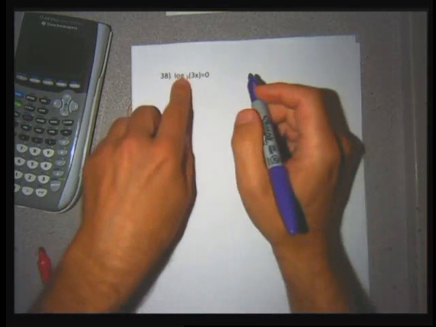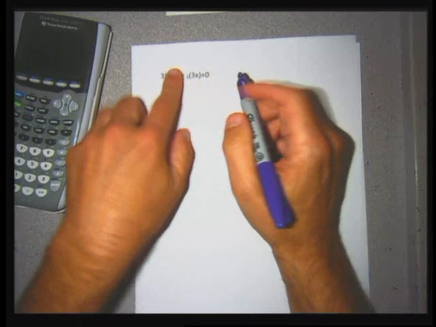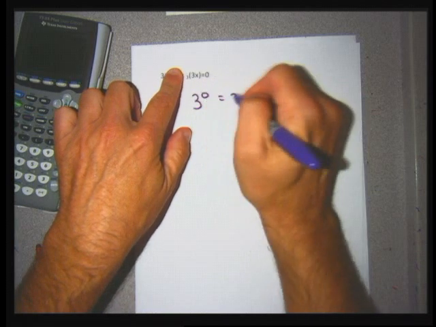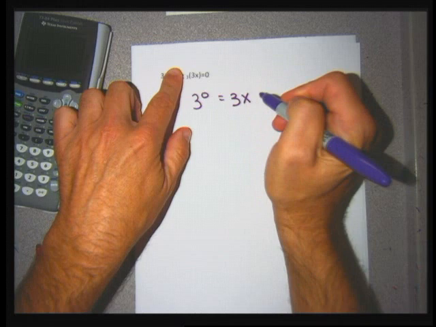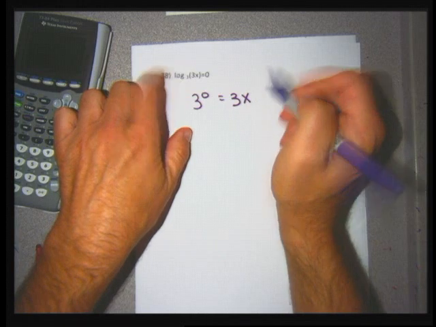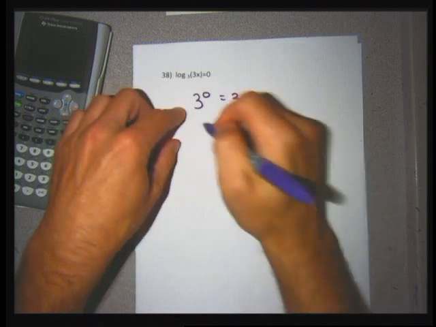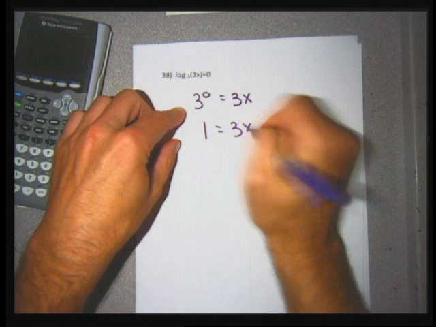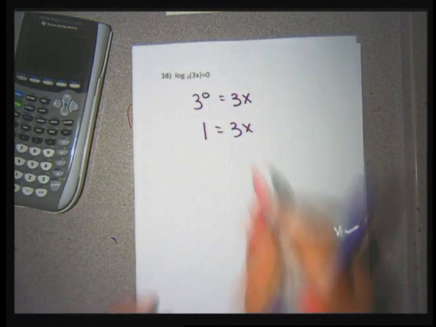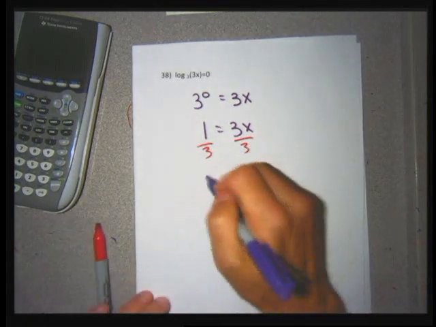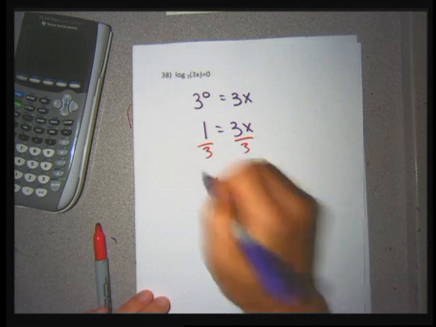That space probably shouldn't be there in 38. The base is 3, the argument is 3x. I'm going to cross out the logarithm, write this as 3 to the 0 power equals 3x. 3x doesn't need to be in parentheses when I clear it from the logarithm. Anything to the 0 power is 1. So I get 1 equal to 3x. Divide both sides by 3. We get 1/3 equals x.